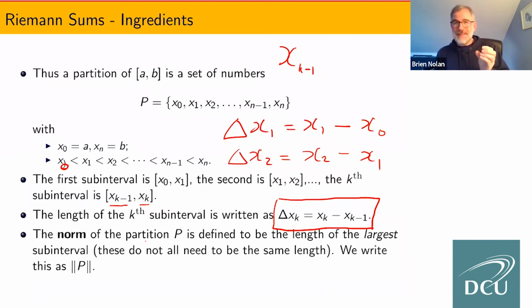And this makes sense in a way, because if we know the size of the largest one, then we know that all of the other subintervals are smaller than that. So really, it's the size of the largest one that counts. It's the size of the largest one that tells us the difference between having a partition with wide rectangles and a partition that has narrow rectangles. We want to know the size of the largest one, and we call that the norm.